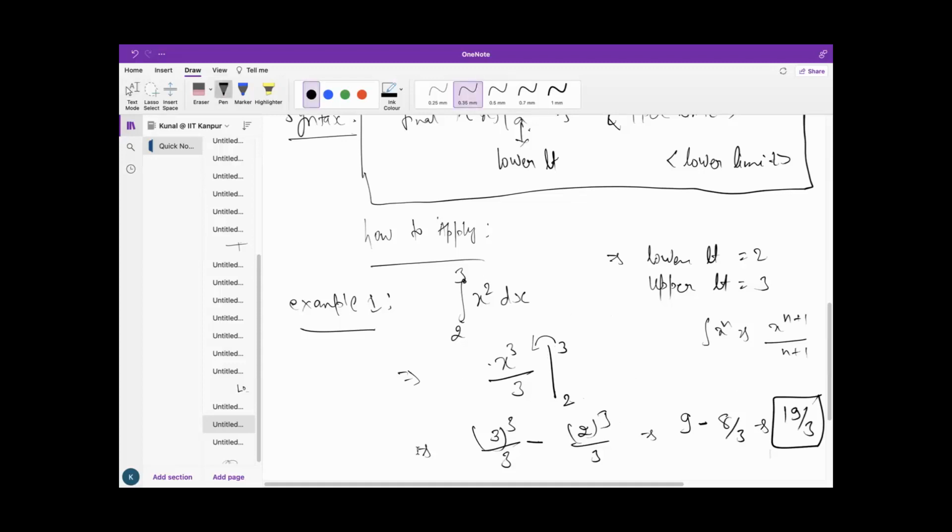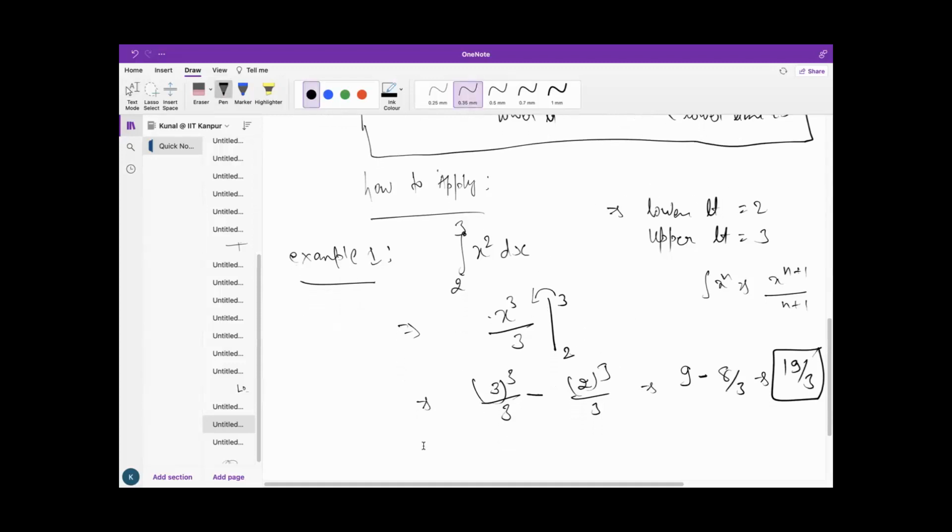What I am aiming to show you with this example is how to apply the limit in the final integral. So I'm again telling you, first we have to put the upper limit and then the lower limit. The upper limit is 3 and the lower limit is 2. So we first put 3 in place of x, so it will be 3 whole cube by 3. And then we have to subtract and put the lower limit, so it will be 2 whole cube by 3.